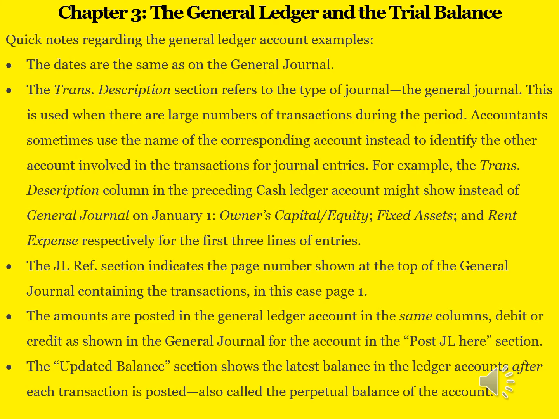The Journal Reference section, JL REF section, indicates the page number shown at the top of the general journal containing the transactions. In this case, page 1. The amounts are posted in the general ledger account in the same columns, debit or credit, as shown in the general journal for the account in the Post JL Here section. The updated balance section shows the latest balance in the ledger accounts after each transaction is posted, also called the perpetual balance of the account.